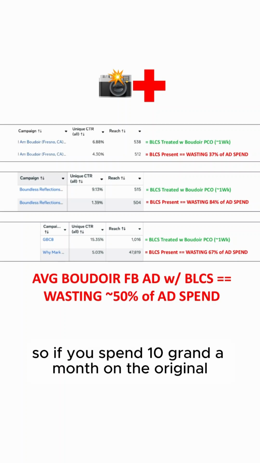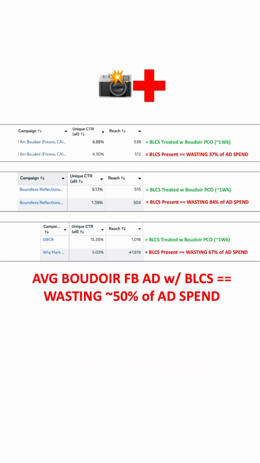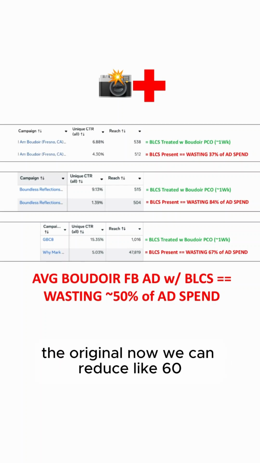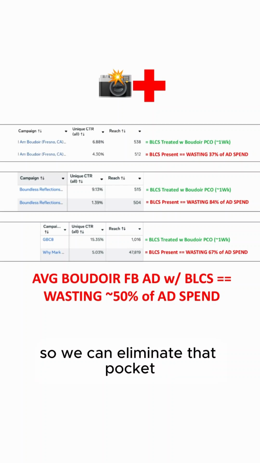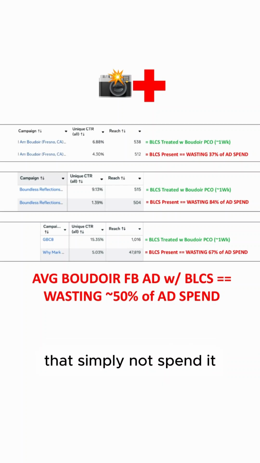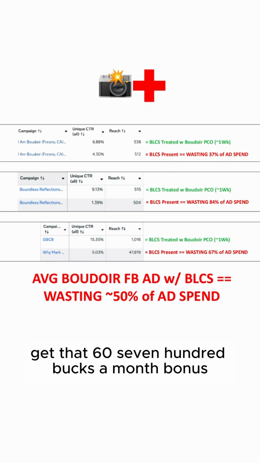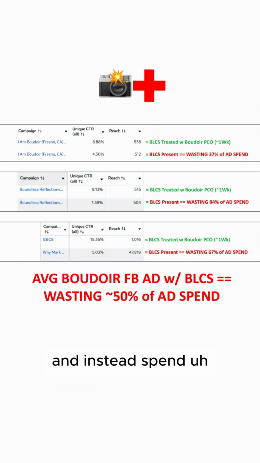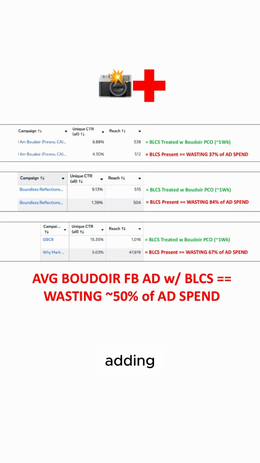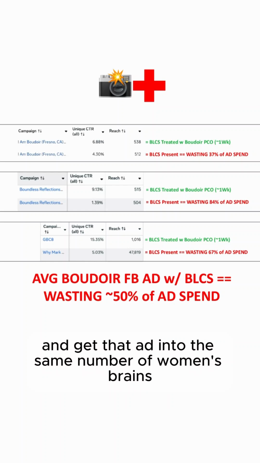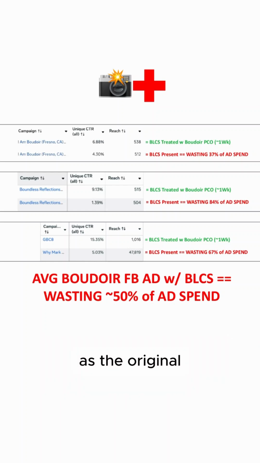So if you spend 10 grand a month on the original Boudoir Facebook ad, basically 6,700 bucks a month is being wasted. So we can eliminate that, pocket that, simply not spend it, get a 6,700 bucks a month bonus, and instead spend 3,300 bucks a month on the new Boudoir Pico treated Facebook ad, and get that ad into the same number of women's brains as the original.